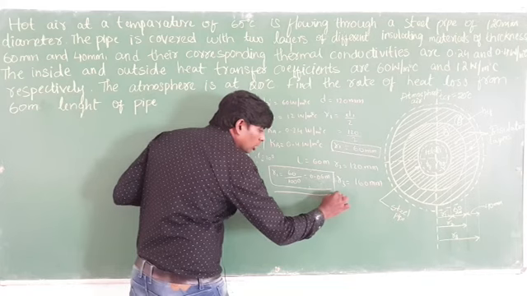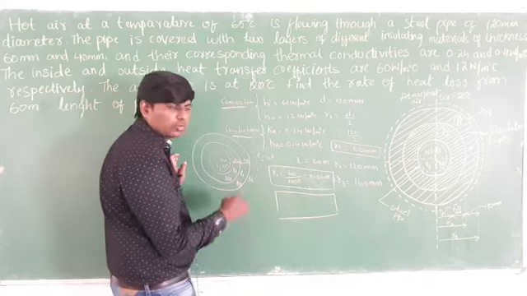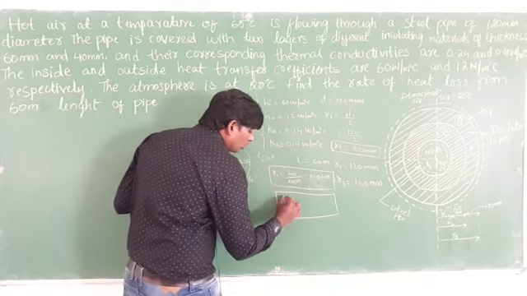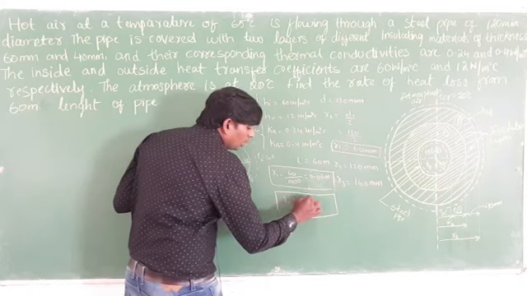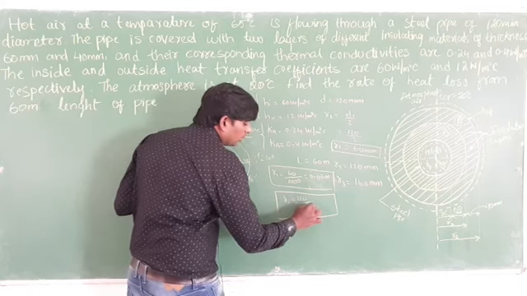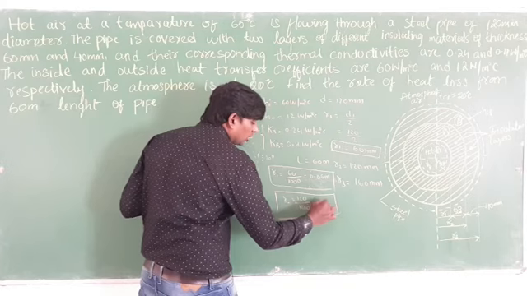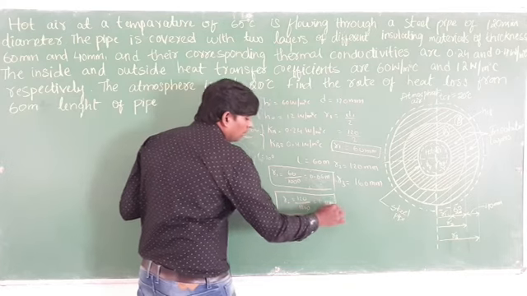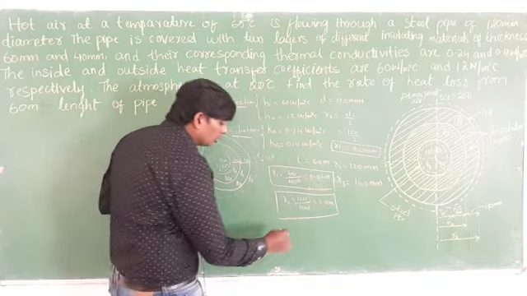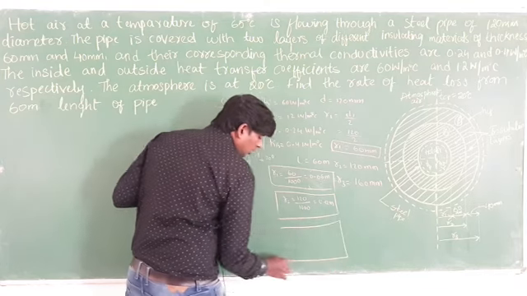Next you have to find out the value of R2. R2 is equal to how much is given? 120 mm divided by 1000. So here you will get 0.12 meter. This one is your R2. Next, if you want to find out the R3.